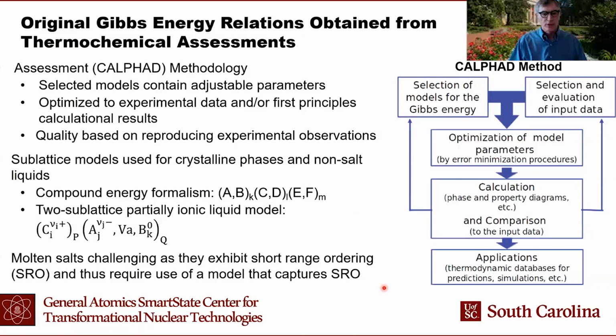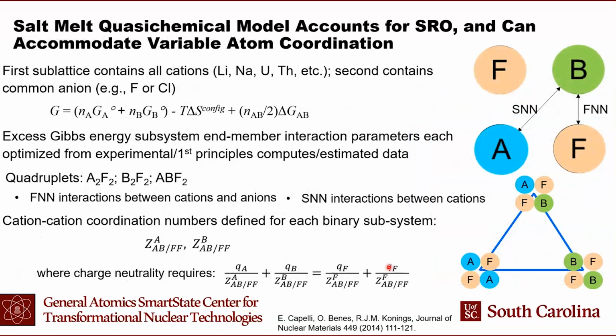They exhibit short-range ordering. We've seen a lot of development of capability with regard to molten salts come out of trying to understand silicates, where you see a lot of short-range ordering in liquids. And so we have to be able to capture that short-range ordering to appropriately model a melt. For that, we use what's called the quasichemical model. It can account for short-range ordering within reason.